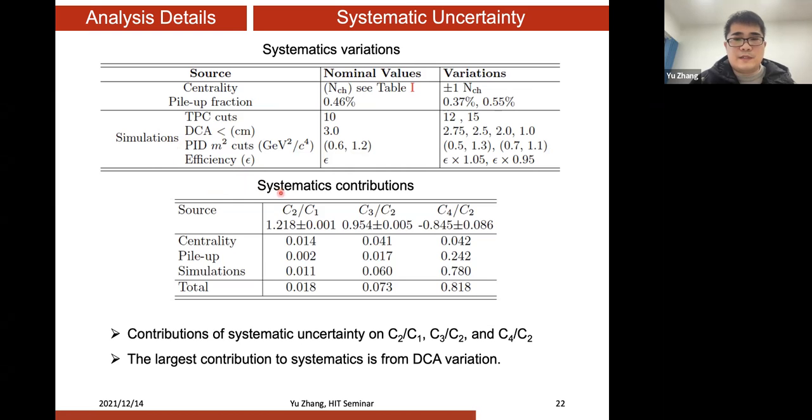The bottom plot shows the contributions to the three different ratios. The values are shown in the first row, and the systematic contributions are shown at the bottom. The largest contribution to the cumulant ratios is from the DCA variation.